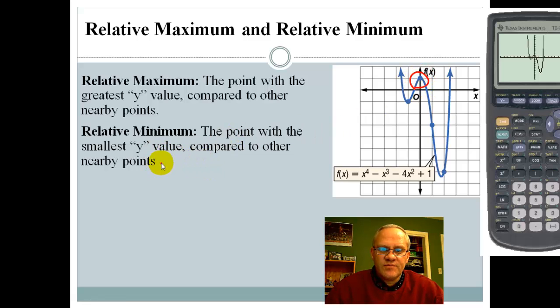Relative minimum over here is the point with the lowest or the smallest y value compared to the points around it. And in this case, there are actually two relative minimum points. One is right here and one's down here. Okay, so this has one relative max and two relative minimums.